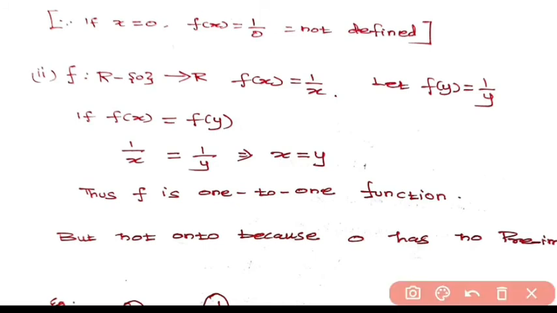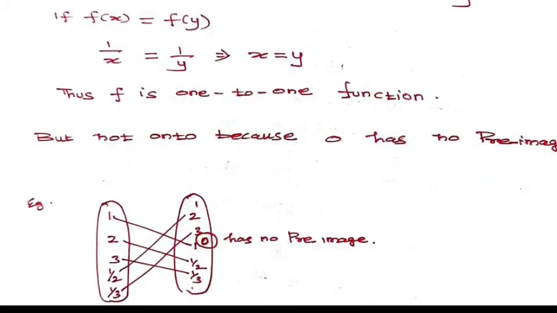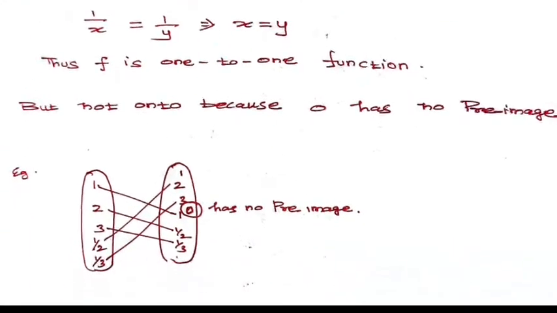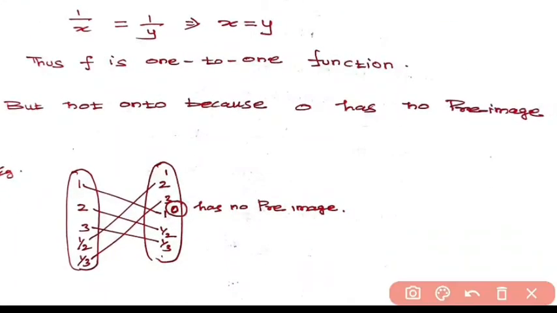Okay, but it is not an onto function, because here we removed 0. So 0 does not have the pre-image. So it's not onto, but a one-to-one function. Okay, I show it in the diagram. In the diagram you see 1, 2, 3, and 1 by 2, 1 by 3. So 1 goes to 1, 2 goes to 1 by 2. Okay, but 0 is there, so 0 is not having any pre-image. Okay, therefore it's not an onto function.